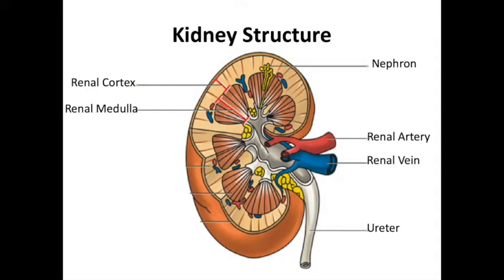Moving on to another word, renal artery. An artery is a blood vessel that leaves your heart. And in this case, this blood vessel is making its way to your kidney to drop off blood, to be processed, to be cleaned. And the renal vein is a vessel that goes back to your heart.